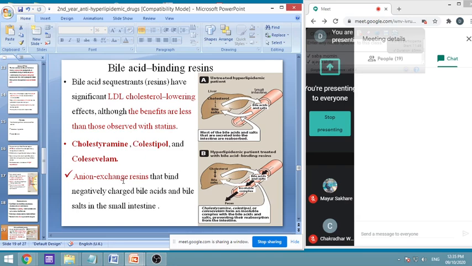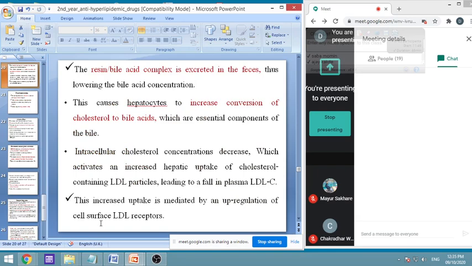These are ion exchange resins that will bind negatively charged bile acids and bile salts in the small intestine, and once they are bound they will not be able to be absorbed. If they are not absorbed, they will be excreted into feces, and because of that, the body or blood concentration will decrease. This is the effect. The resin bile acid complex is excreted in feces.